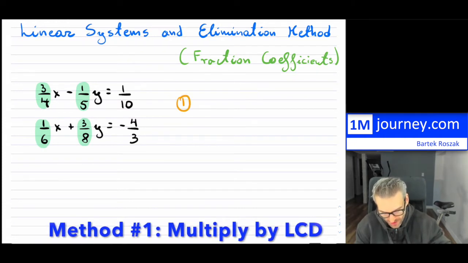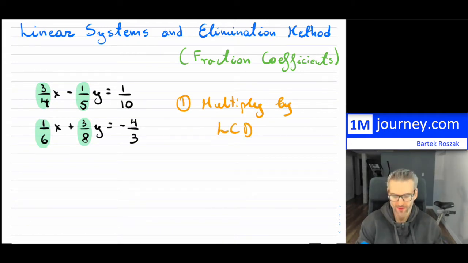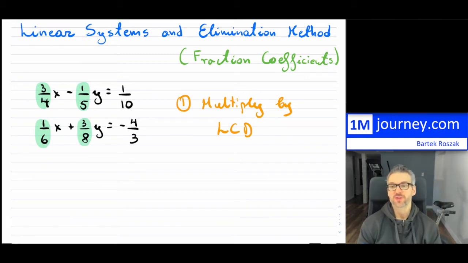So method one is to multiply by your lowest common denominator to get rid of these. For example, if you take 4 and 5, I'm going to take that first line. The lowest common denominator between 4 and 5 is 20.